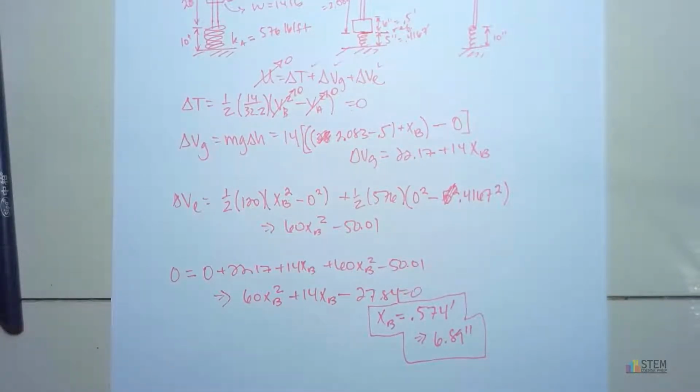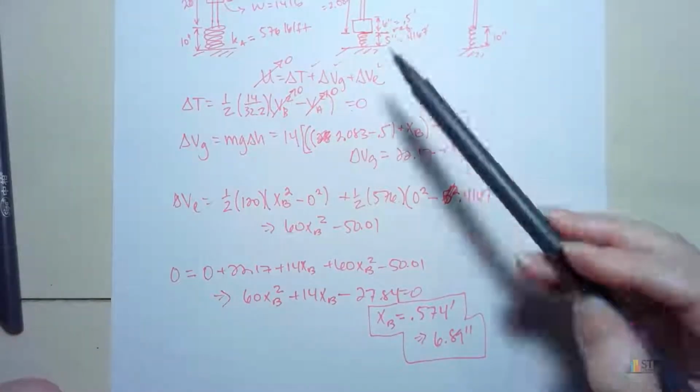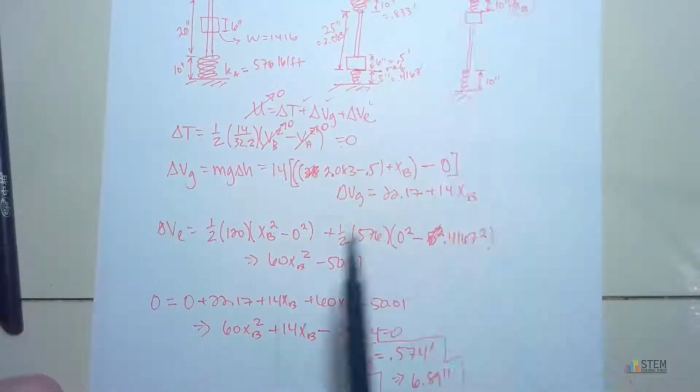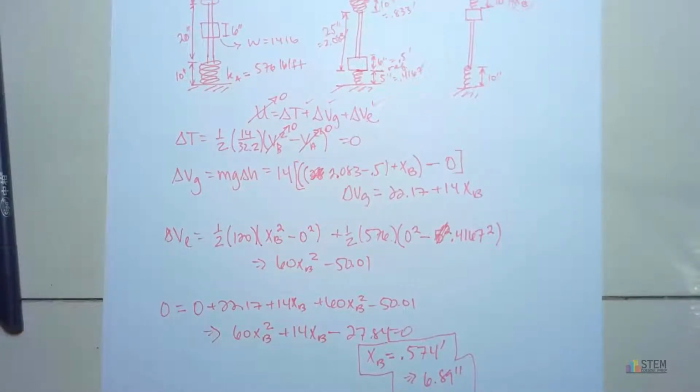It's just important to keep your reference line in mind and know what you're measuring from. And then if you have multiple springs, you've got to do potential energy for each separate spring. All right. That's the end of that section.